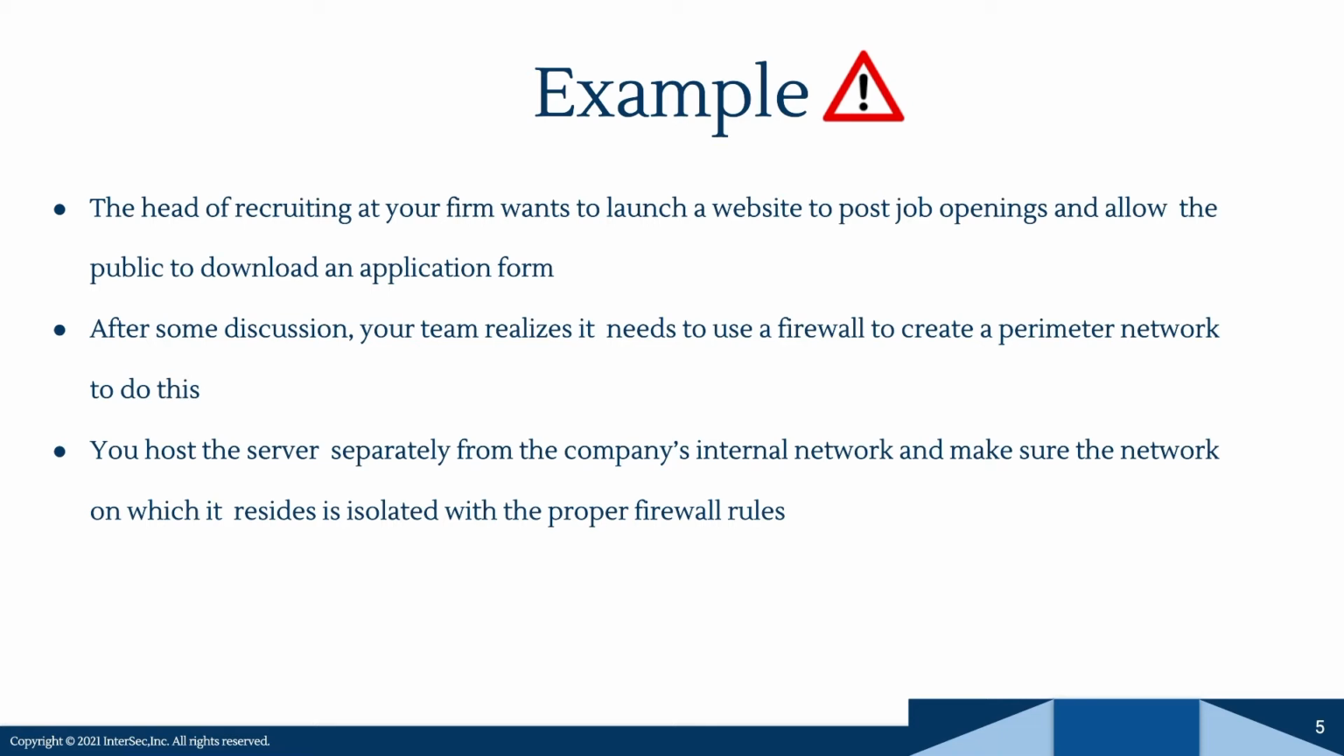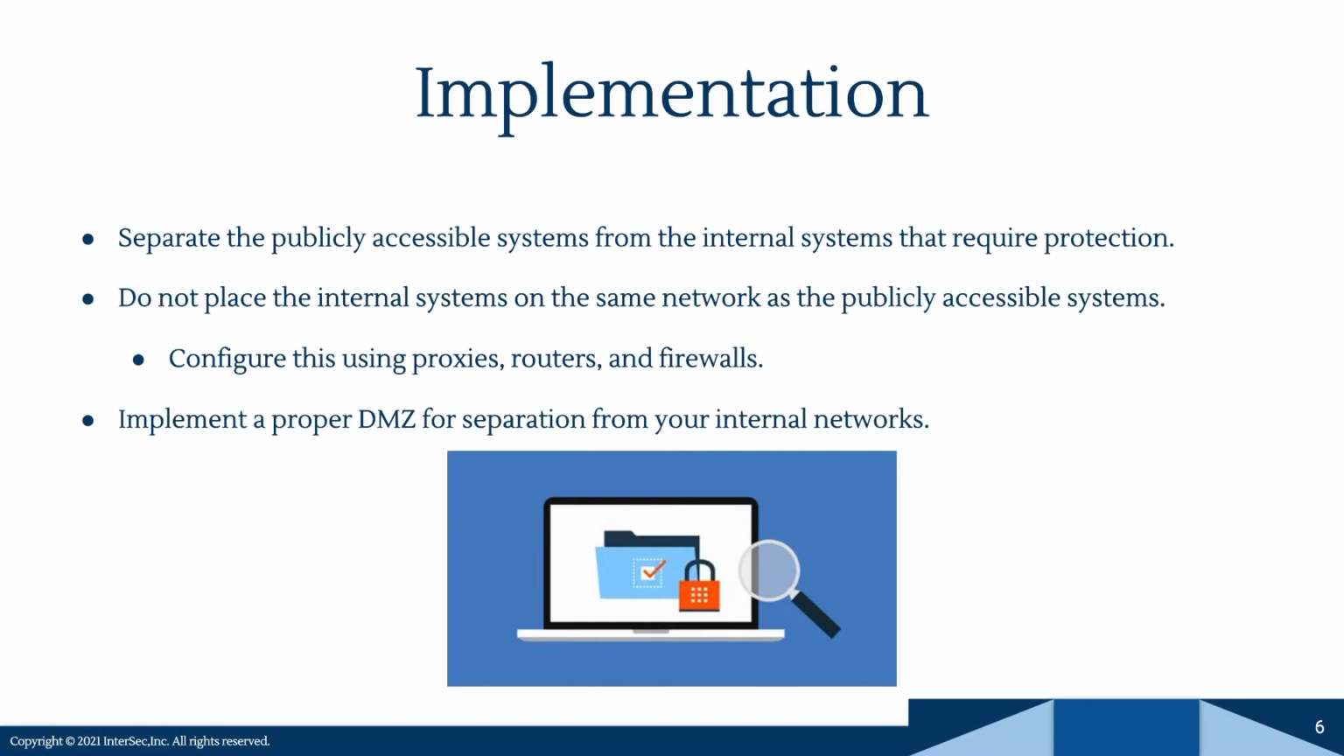Now let's extend that further by thinking about how that would apply to your own company. Here is an example implementation to see how you would apply this into your own situation. You need to separate the publicly accessible systems from the internal systems that require protection. That's going to be the baseline to get anywhere in this practice. Do not place the internal systems on the same network as the publicly accessible systems. You've heard this multiple times in this video, and it's going to be reminded because this is extremely important. You can configure this using the proxies, routers, and firewalls at your disposal. And then finally, the best step is to implement a proper DMZ for separation from your internal networks, as a DMZ makes this process a lot more simpler and easier to manage.